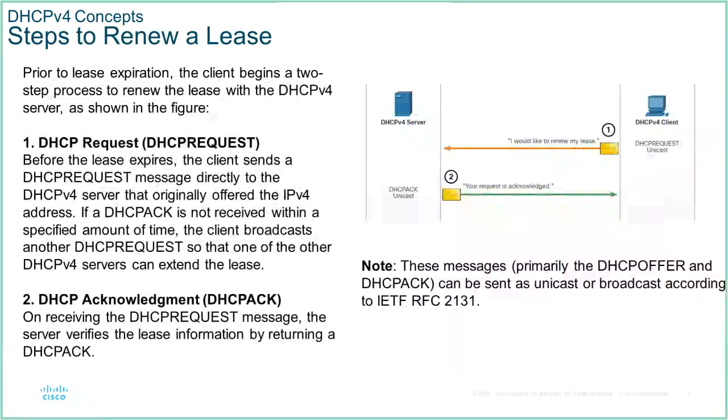So in the request, we basically send a message that has the information that was in the original offer from the server. Now, if there's more than one potential DHCP server out there, you're basically telling all the servers this is the IP address you're going to go with, and that server will respond with the acknowledgement.